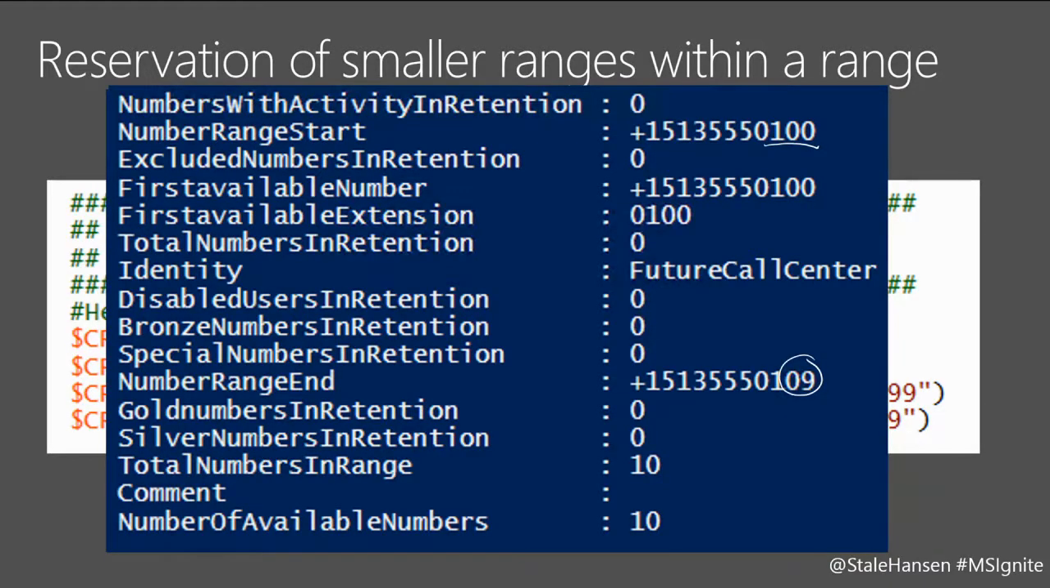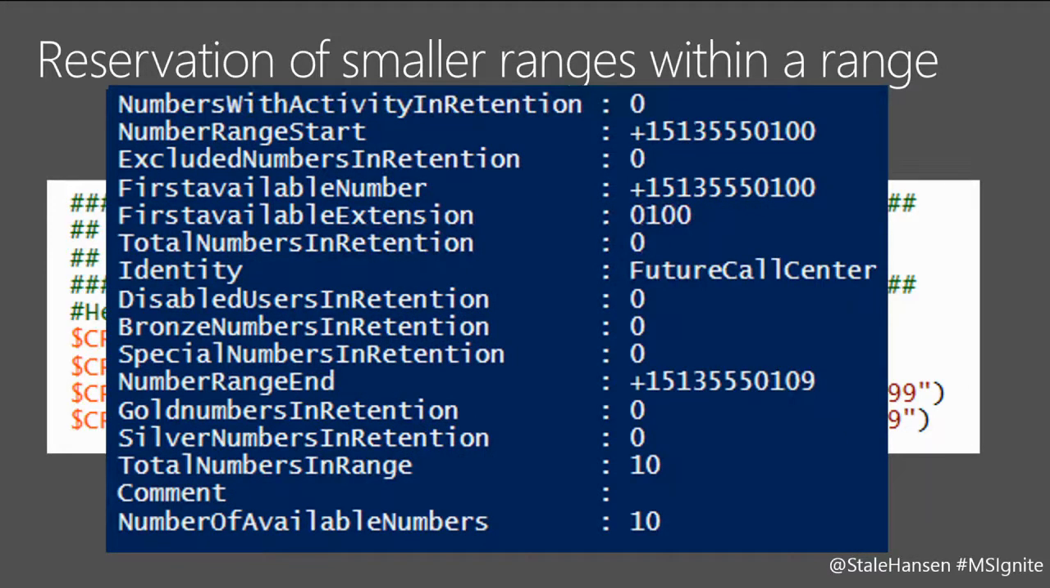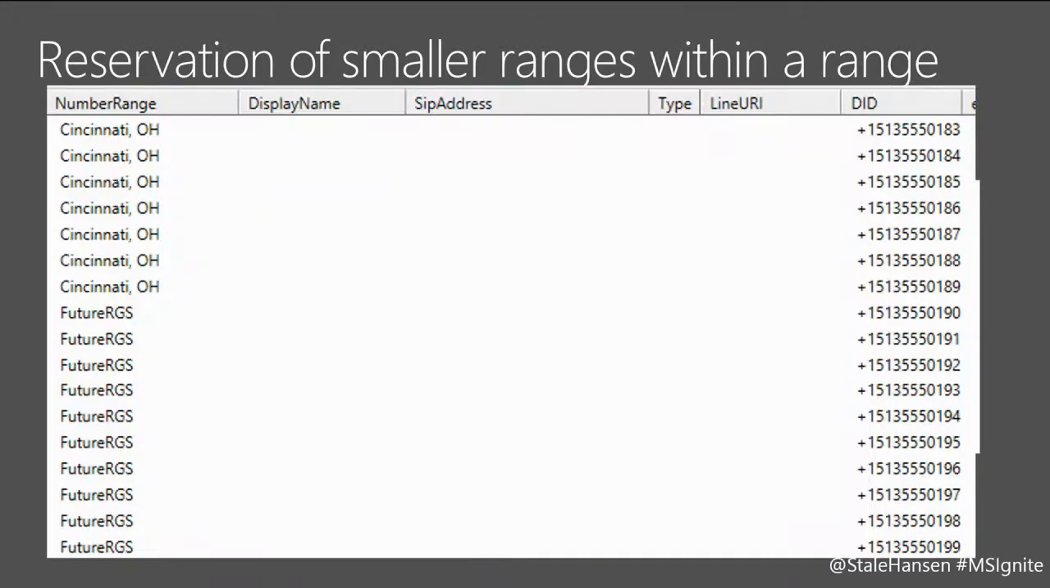So it starts with the first digit, which is the first digit in the larger range, but it will be handled as a separate range. And if you look into the grid view, you can see that the future RGS is now handled as a separate range, and the Cincinnati, Ohio range has the amount of numbers and the settings that we see here.